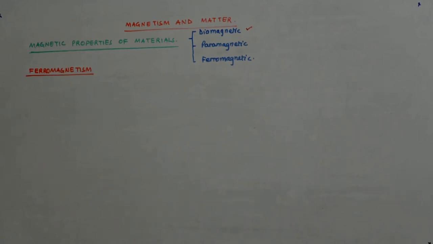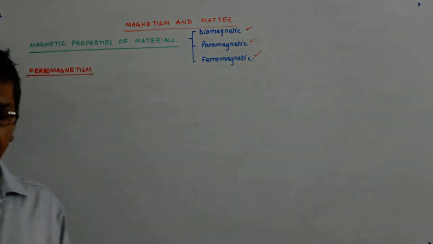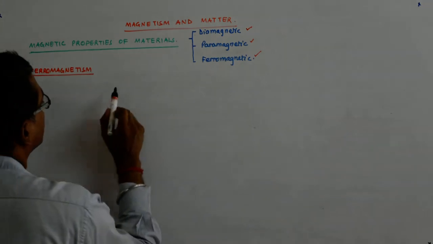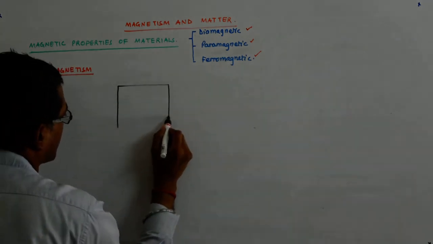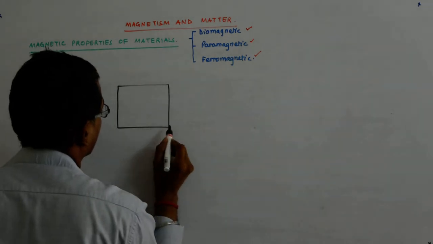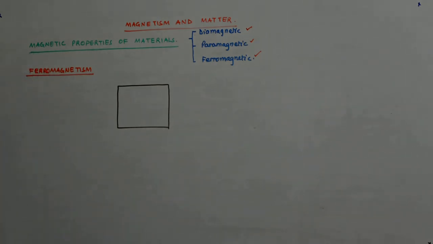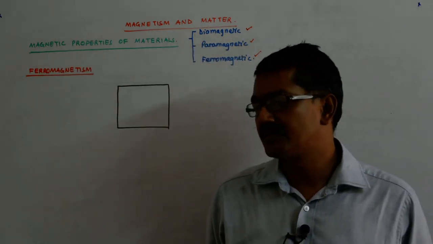Now we come to the ferromagnetic material. So we have done this, we are now doing this. Ferromagnetism implies that this is the material. In ferromagnetism also the same thing as in paramagnetism happens.